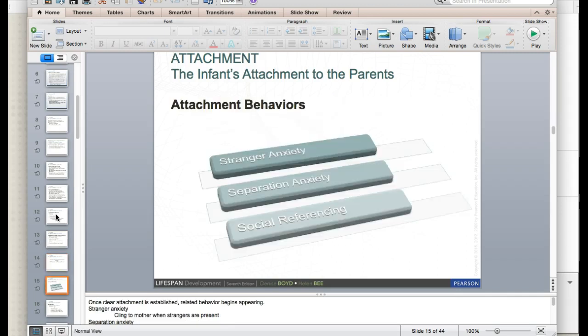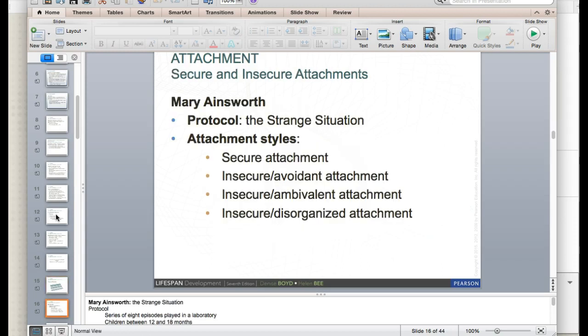So this speaks to what I was just talking about, how the moms left the baby in the room. Stranger anxiety, separation anxiety, and social referencing. So there's 4 different attachment styles. There's a secure attachment, insecure avoidant attachment, insecure ambivalent attachment, and insecure disorganized attachment.